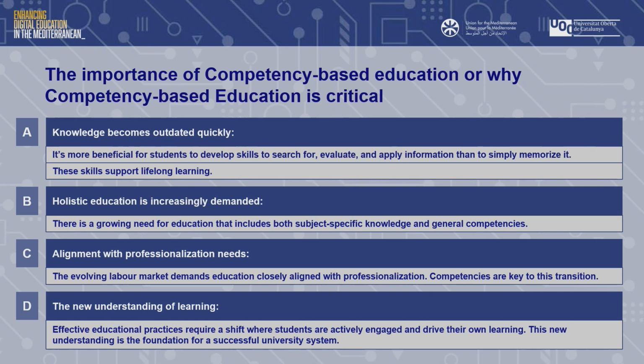Second, there's a growing demand for a holistic education. We are moving beyond fragmented, isolated subjects to embrace more general and transversal competencies that apply across various fields. And this aligns with Howard Gardner's theory of multiple intelligences, which emphasizes that education should support the development of a wide range of skills and not just one specific area.